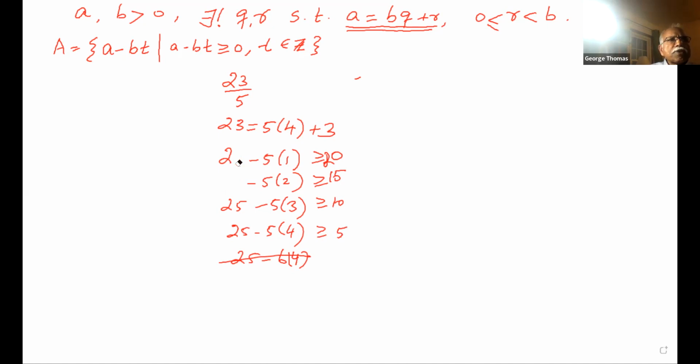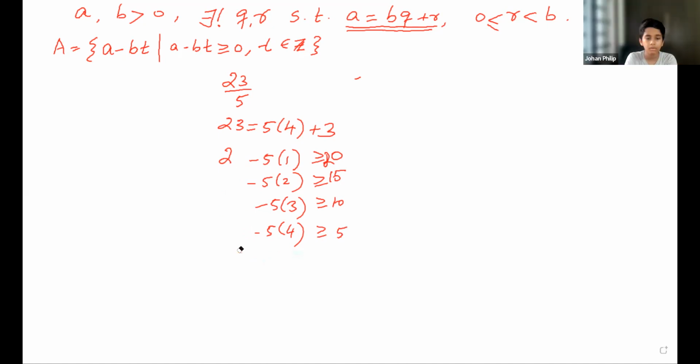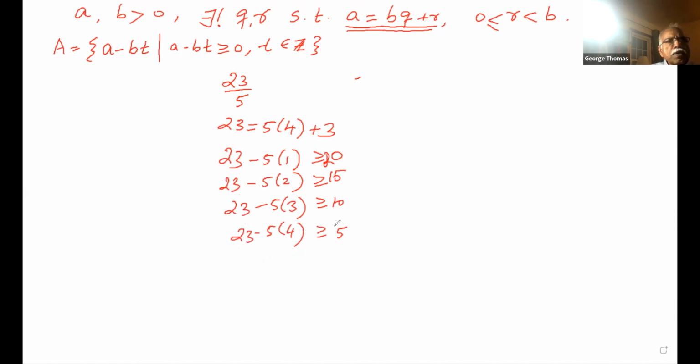How did I change this from 3 to 23? 23, 23, 23, 23, and this becomes 3. These are the numbers that go into the set A. Do you understand?